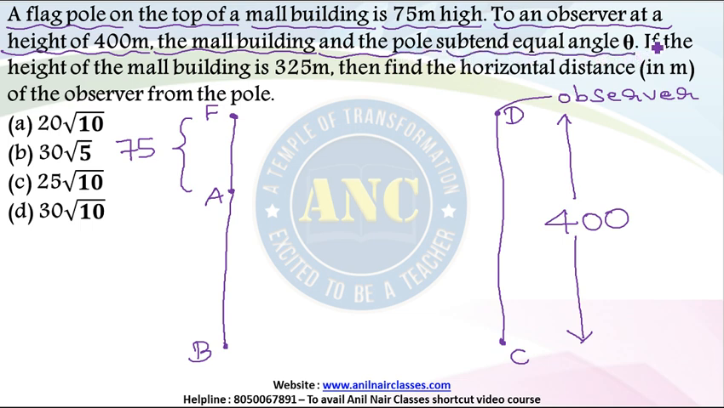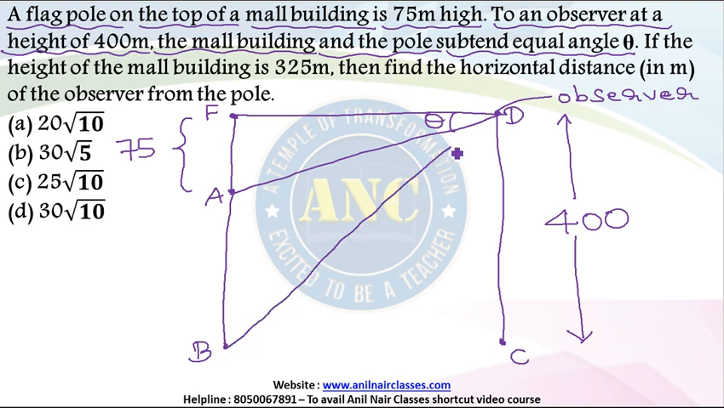subtend equal angle theta. That means to this observer at point D, if I draw a horizontal line here, the top of the mall building will make an angle of theta, and the top of, what is that? Okay, let me read the question, sir. To an observer at a height of 400 meters, the mall building and the pole subtend an angle of theta. That means the pole is subtending an angle of theta, and the mall building also will subtend an angle of theta. They both are subtending the same angles.